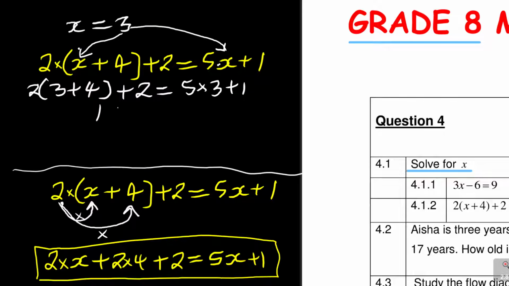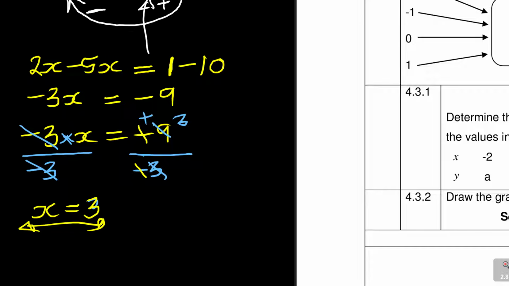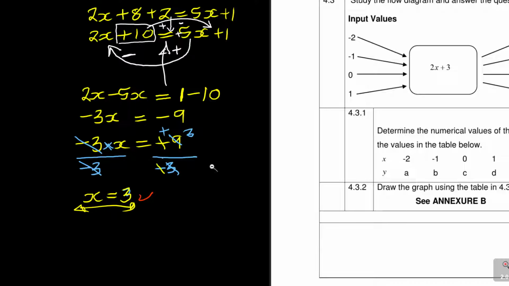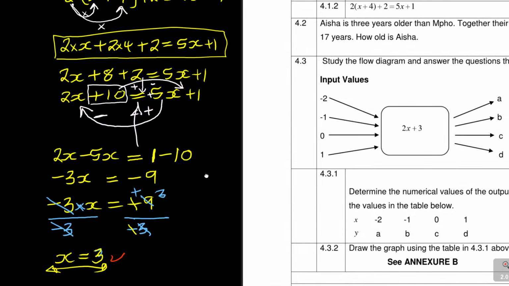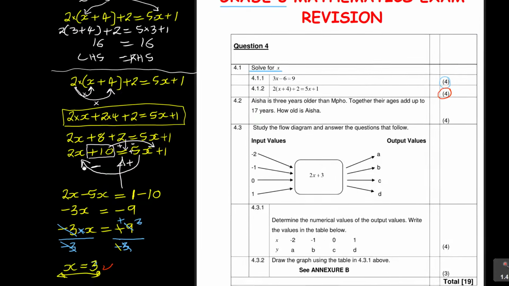So I got 16 this side, equal to 16 this side. What is it? Left hand side is equal to right hand side. It means my answer for x is equal to 3 is correct because you saw that the left hand side is equal to the right hand side. So that's how we do these questions. Difficult? Not really, but you need to be very extra careful so that you don't make some errors.